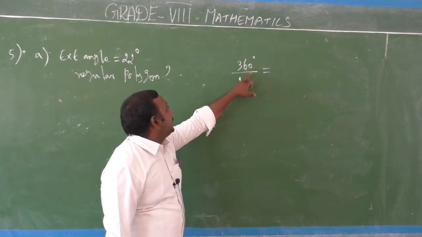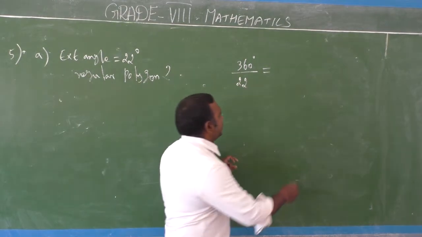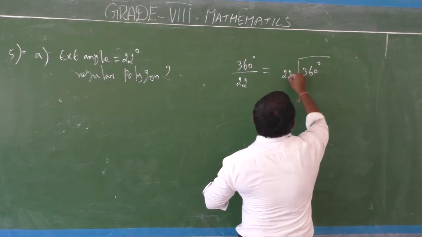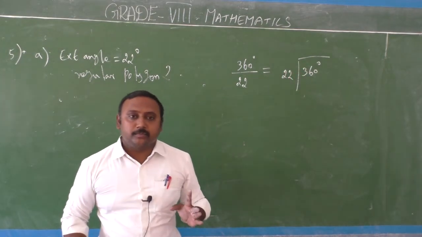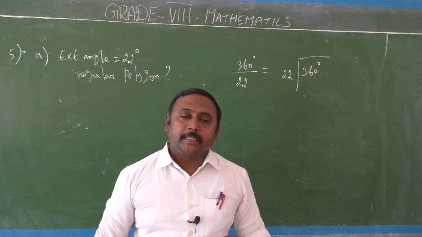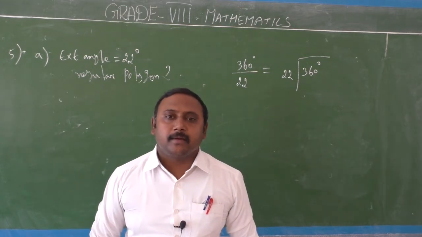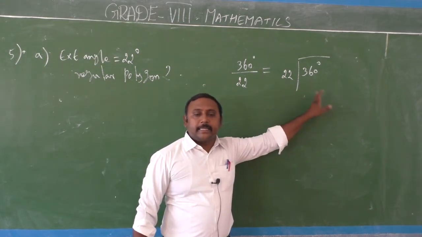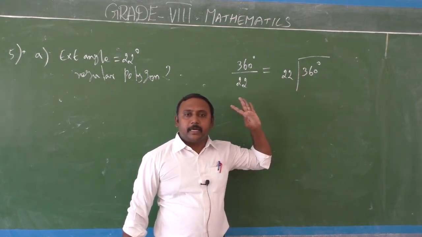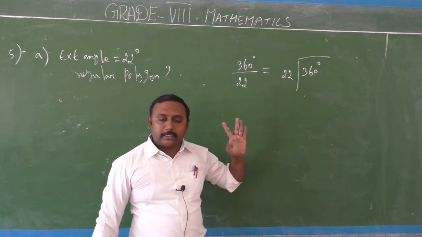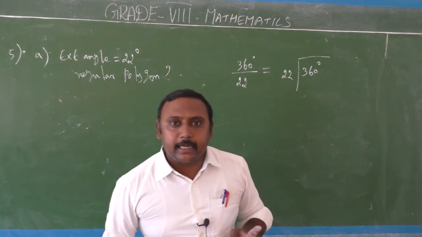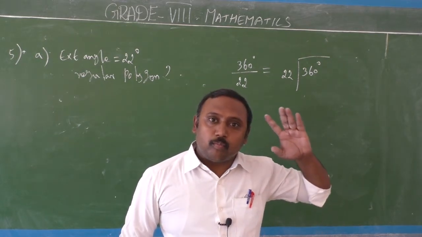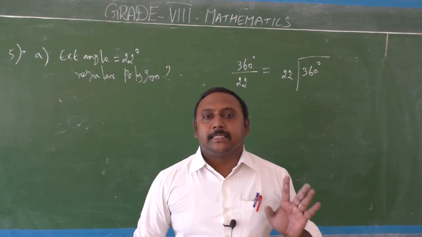How do you find 360 degrees divided by 22? By using this division. If the remainder is 0, then it is a regular polygon. But if the remainder is not 0, then it is not a regular polygon. It is not possible, because the sum of all exterior angles is equal to 360 degrees. So 22 must be a divisor of 360 degrees.